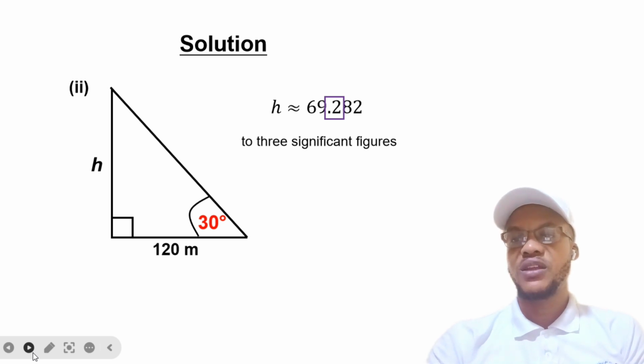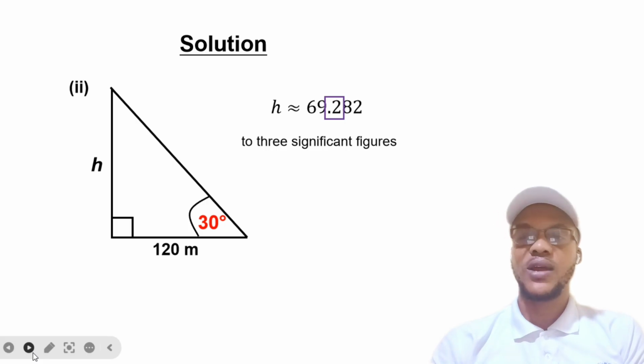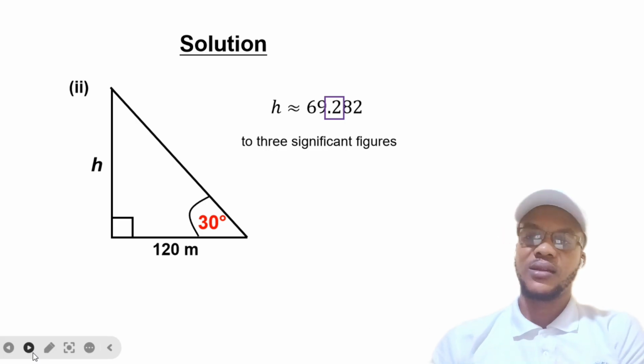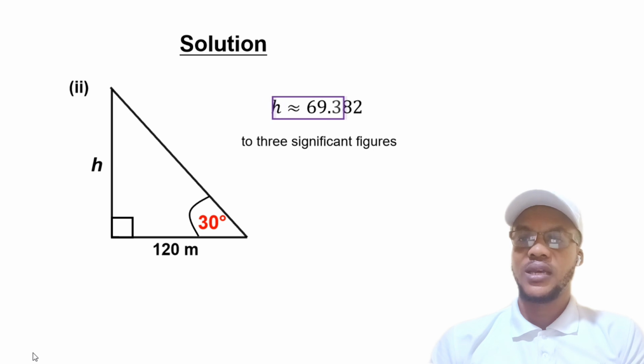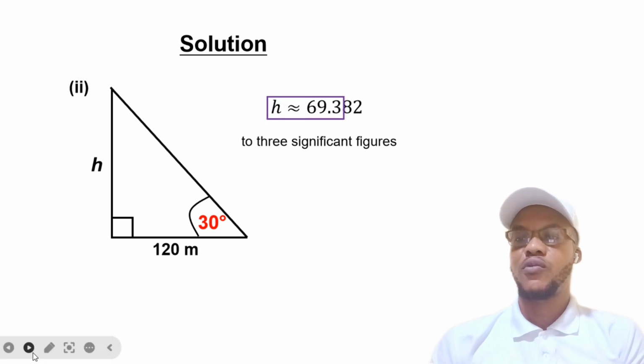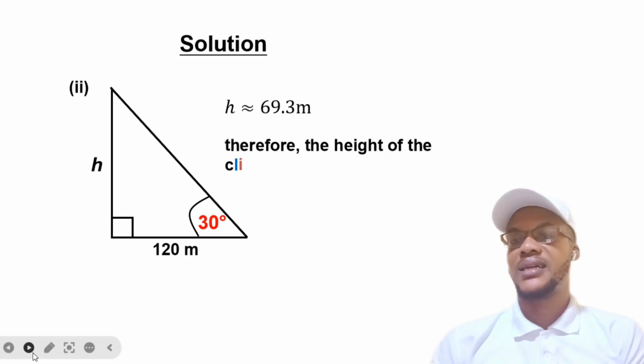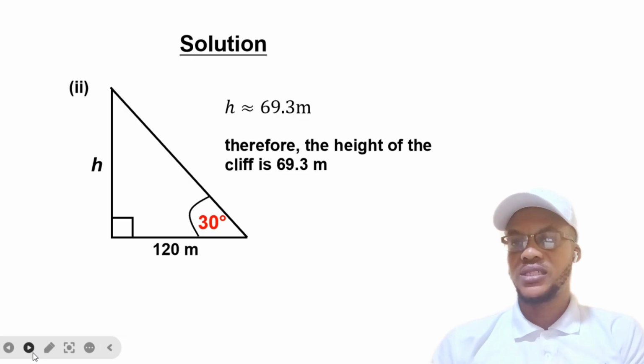But remember that after the 2, that makes it the 3 significant figures. You see that from there we move to 8. Once you realize that that number is greater than 4, then you add 1 to the 2 to make it 3. You round up. If the 8 were to be 4, or 3, we would have written the 2 as it is. But once it is more than 4, then we add 1 to the 2. So we are going to have 69.3. Okay, and that gives us our answer, and that is the height. So therefore we can conclude that the height of the cliff is 69.3 meters.